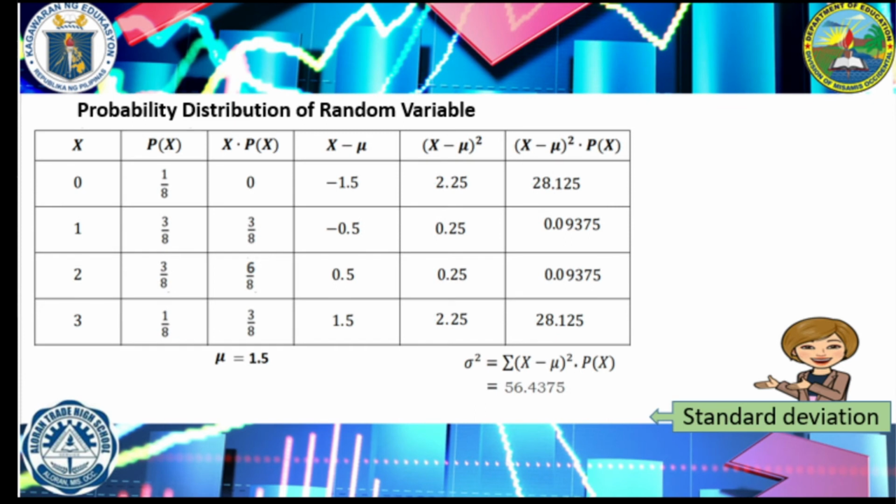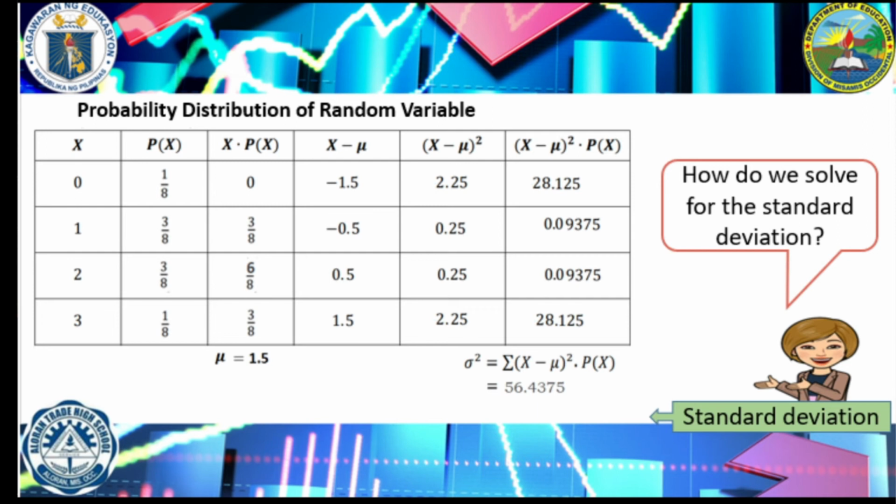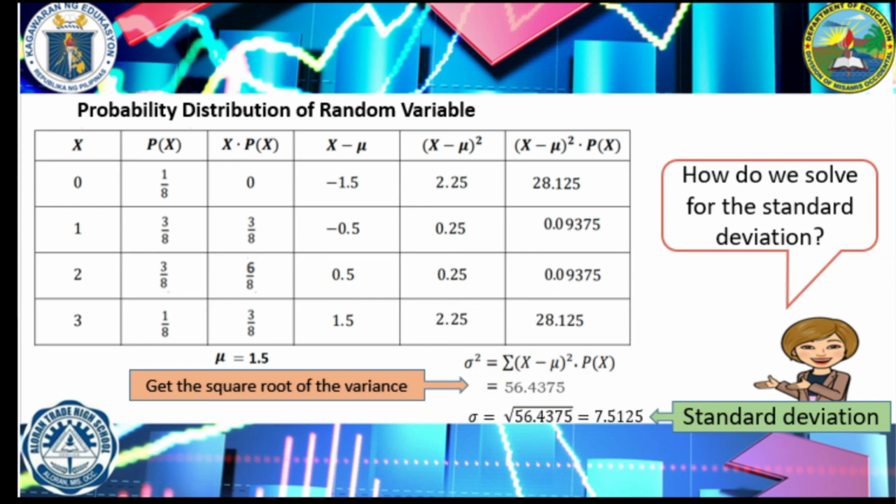Next, let us find the standard deviation. How do we solve for the standard deviation? First, we simply get the square root of the variance. The square root of the variance is equal to 7.5125. So therefore, the standard deviation of this probability distribution of random variable is 7.5125.